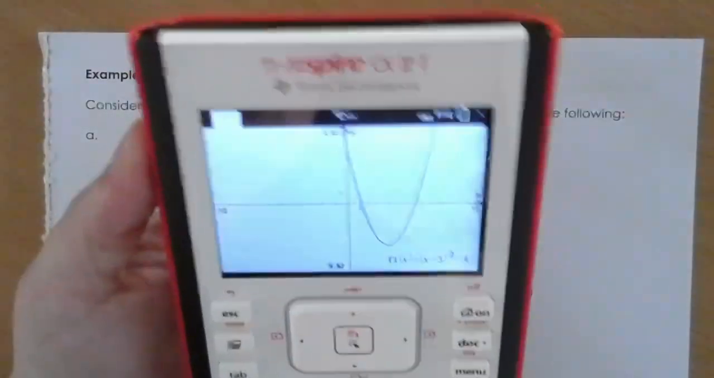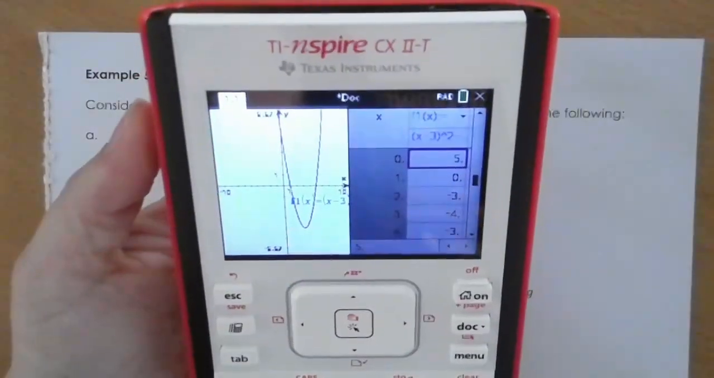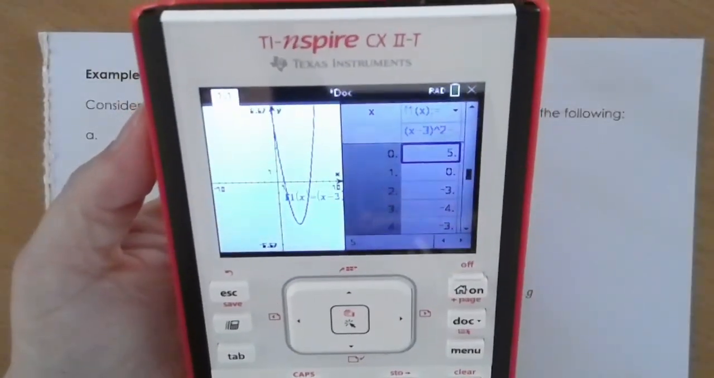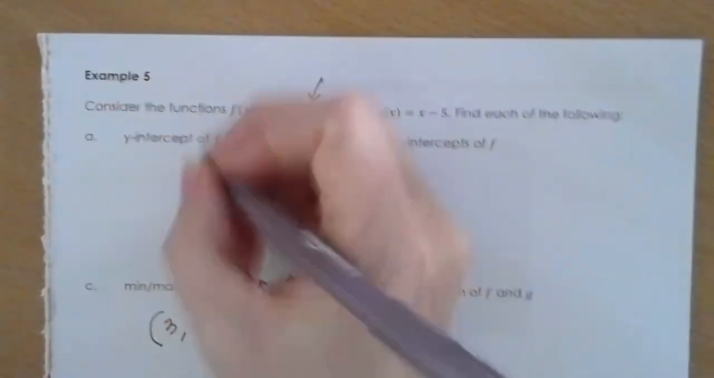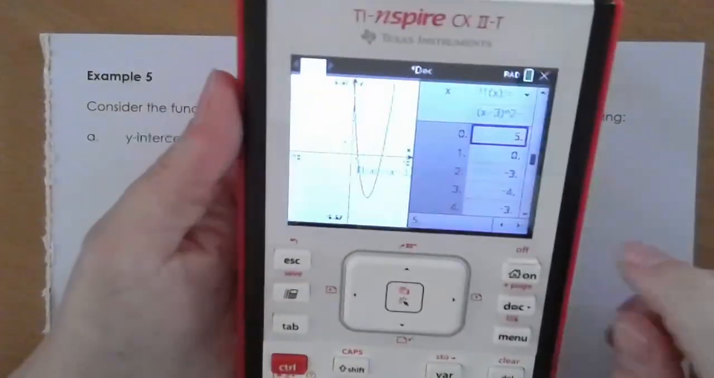So I'm going to press Control T to bring up a table. A y-intercept is where x is 0. So this table automatically tells me my y-intercept is at (0, 5). So I have that without much effort as well. X-intercepts, I can tell that there are 2 of them.